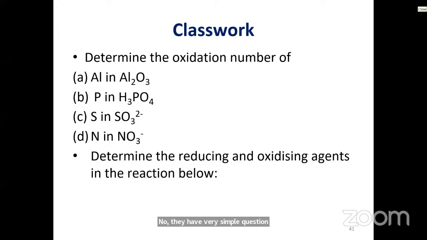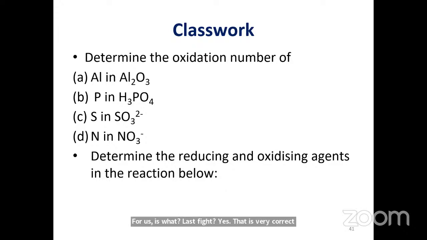Yes, I can see people providing answers already. Yes, put it in the chat box. Aluminium is +3. That is very correct. I'm reading the chat box. So anyone who has attempted, put your answers in the chat box. Yes, we have all agreed. Aluminium is +3. Let's go to the next element. Phosphorus. Phosphorus is what? +5. Yes, that is very correct.